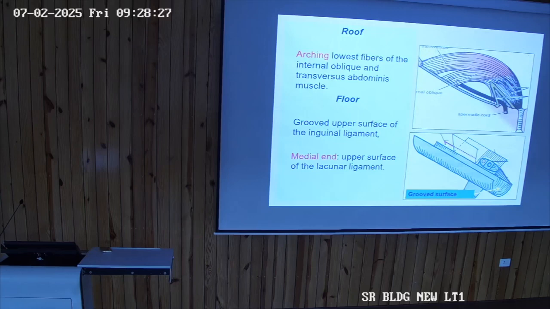Are you able to understand this canal in 3D? There is a deep ring. The deep ring is situated in which layer? Fascia transversalis. And the superficial ring is situated in which layer? External oblique aponeurosis. So the fascia transversalis is deep and the external oblique aponeurosis is superficial. So the canal is extending from the deep ring to the superficial ring.